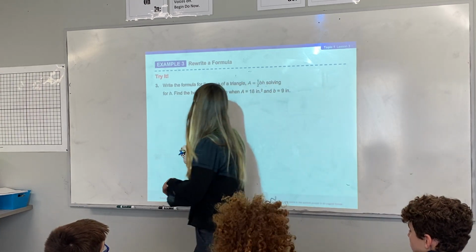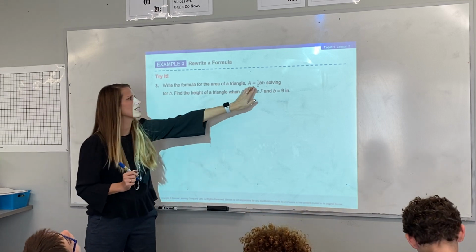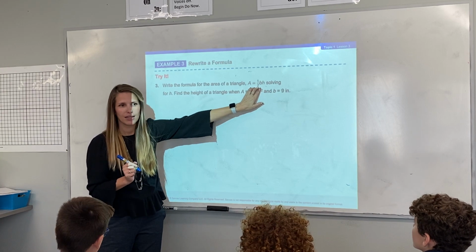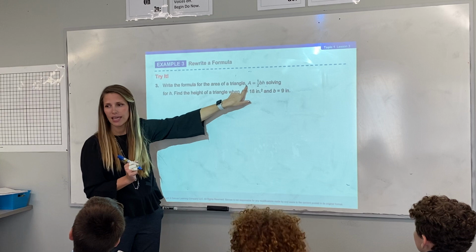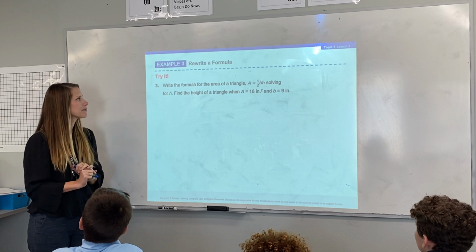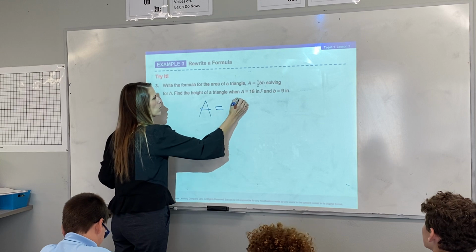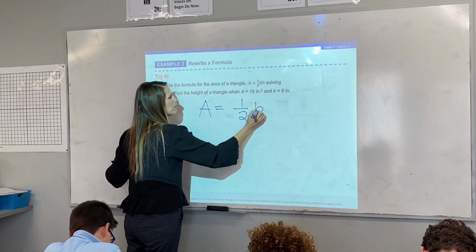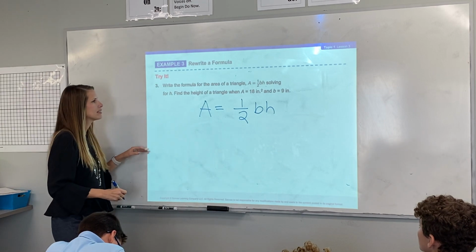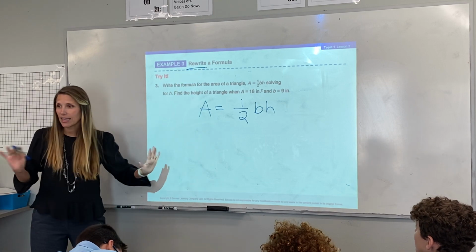It's the formula for the area of a triangle. What is this formula solved for? It's solved for area, A. What do they want us to solve for? H, height. So we have A equals 1/2 times BH, where B stands for base and H stands for height. They want us to rewrite it. We're not plugging anything in yet.